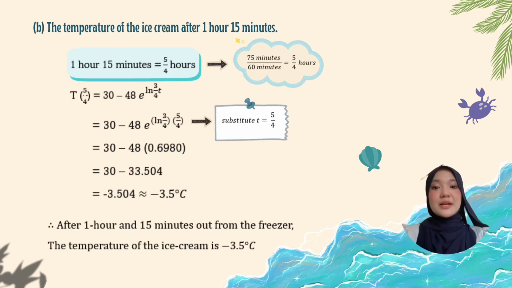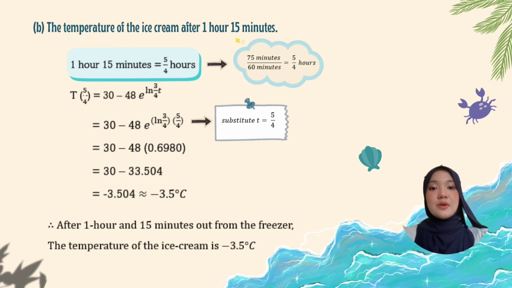For part B, we are required to find the temperature of the ice cream after 1 hour and 50 minutes. First, we convert the given time into hours. 1 hour and 50 minutes is equal to 75 minutes. Dividing by 60 minutes gives 5 over 4 hours. Next, we use the temperature function obtained earlier from Newton's law of cooling, which is T(t) equal to 30 minus 48e to the power of (ln 3/4)t. Then, we substitute t equal to 5 over 4 into the equation.